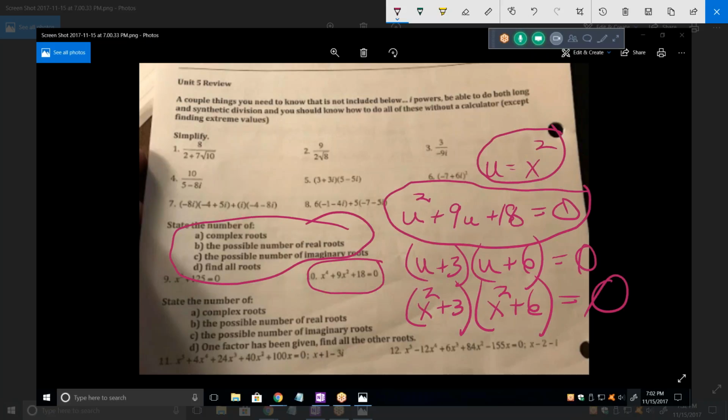Well, so do you make them, do you put both of them equal to 0? You do. So you get x squared equals minus 3. What's that solution?